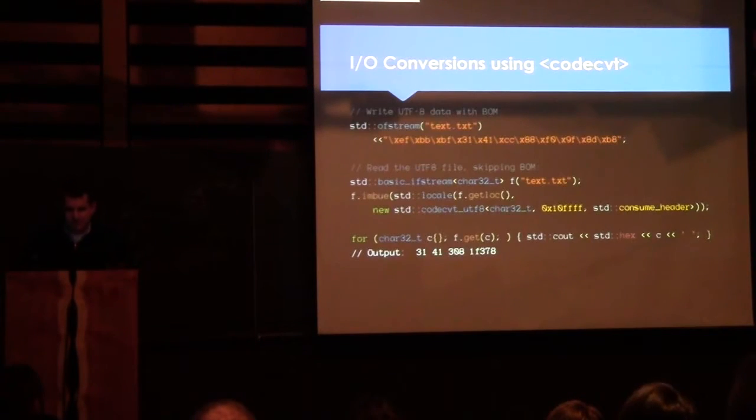Similarly, you can actually do transformations using the I/O streams by imbuing a custom locale with a code conversion facet. So for example, in this program I write out binary data, which happens to be UTF-8 data. You'll see I include the byte order mark, the UTF-8 byte order mark, and then a sequence of UTF-8 data. In our codecvt facet, we tell it to consume the header, which means it will look for a byte order mark and do the right thing based on which byte order mark is there.